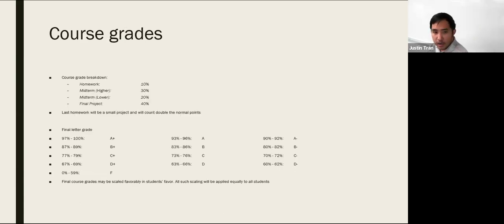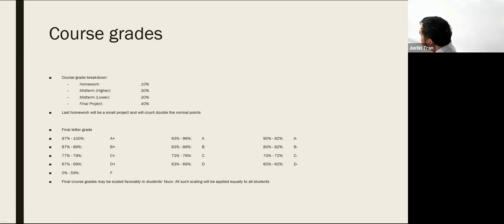All right. Let's talk grade breakdown. This is the breakdown of the grades. The homework assignments I primarily grade based on completion, and those are going to be worth 10%. I don't know what this bullet point is. I think I copied this incorrectly. The last homework project is not going to be a small project, it's going to be a normal one. I think I left this in there. Don't pay attention to that.